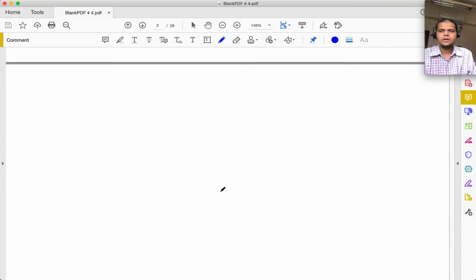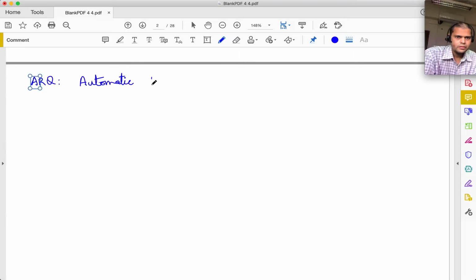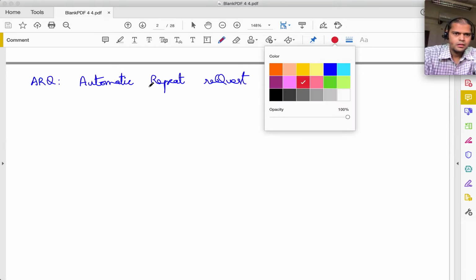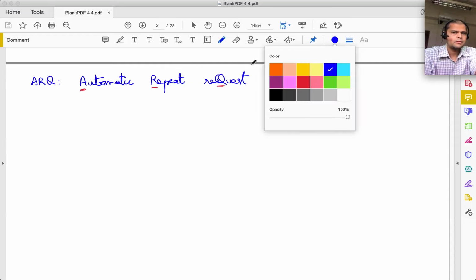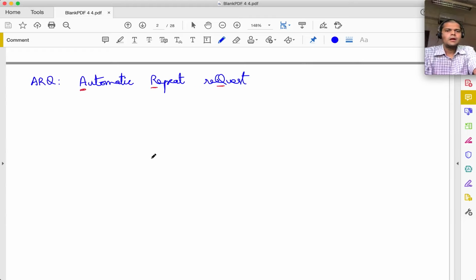And of course there are a few other topics we need to cover in the data link layer, and one of them is called ARQ, which stands for automatic repeat request. So the acronym is formed from these letters. And this ARQ deals with reliability.